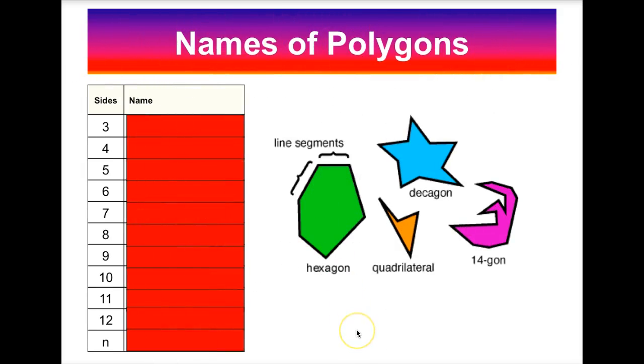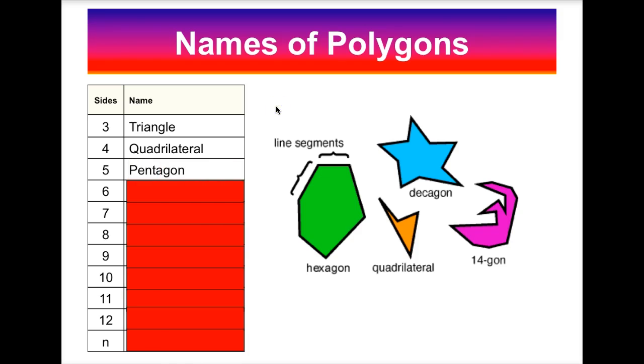Let's name some polygons. You should write these in your notes so you have them in case you need them. 3 sides, what is that? That's a triangle. 4 sides. We call that a quadrilateral. There are different types of quadrilaterals.